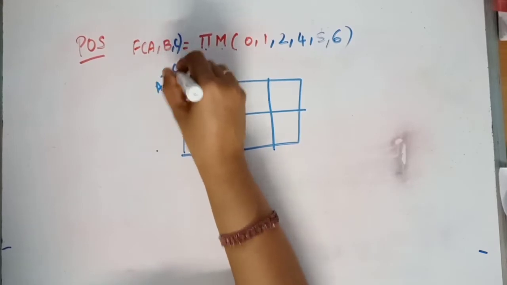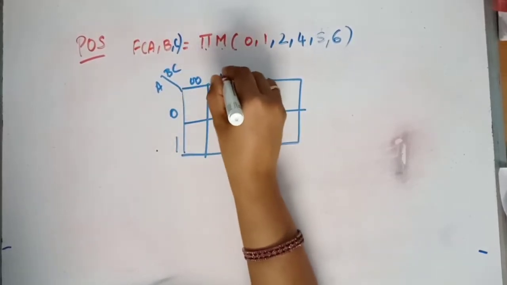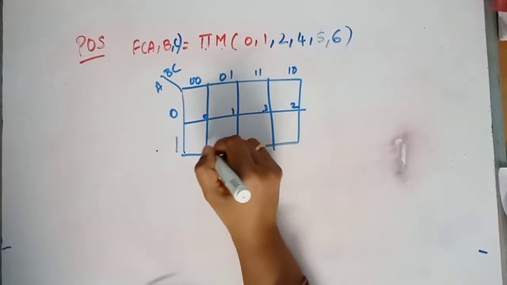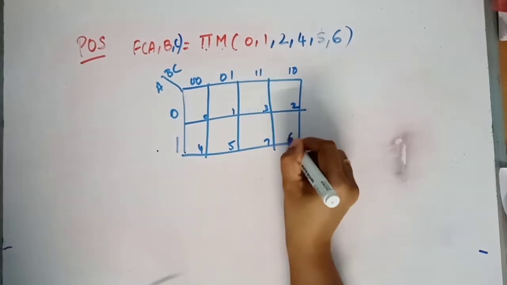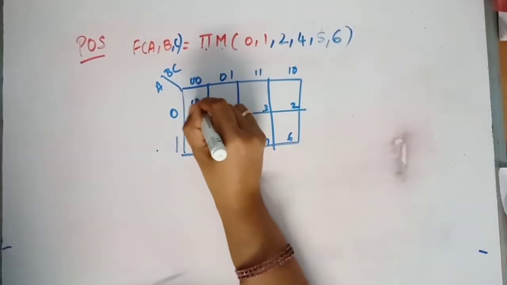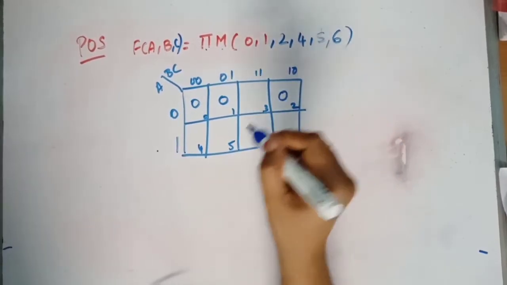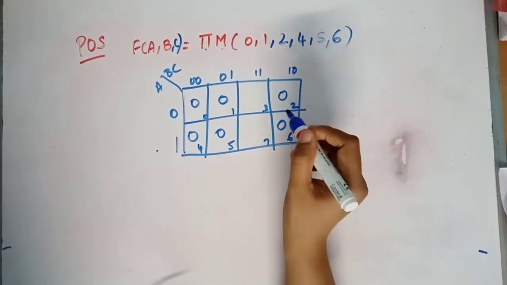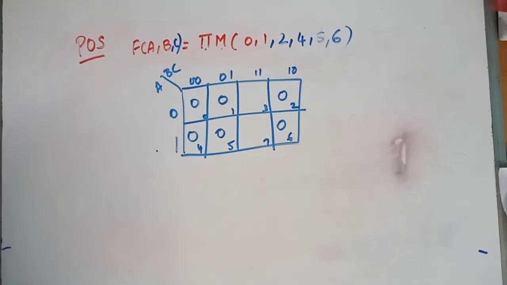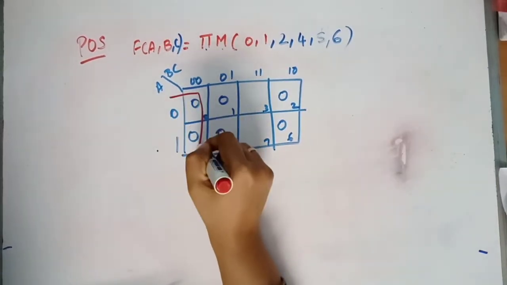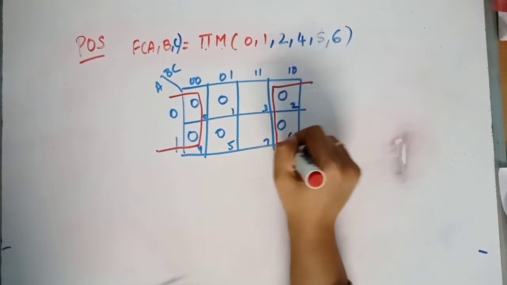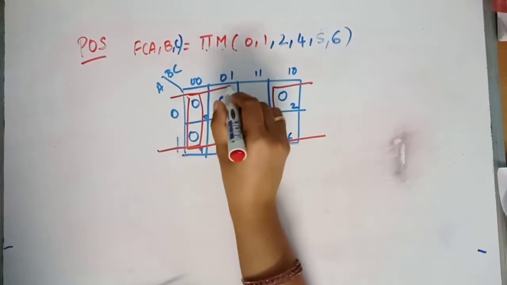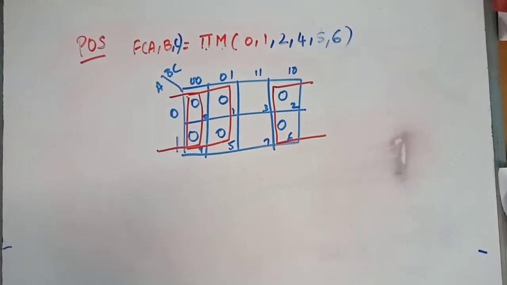A, B, C, 0, 1, 0, 0, 0, 1, 1, 1, 1, 0, 0, 1, 3, 2, 4, 5, 7, 6. So 0, 1, 2, 4, 5, 6. So here you can group these 4 zeros together, and these 2 zeros you can group it as a quad.